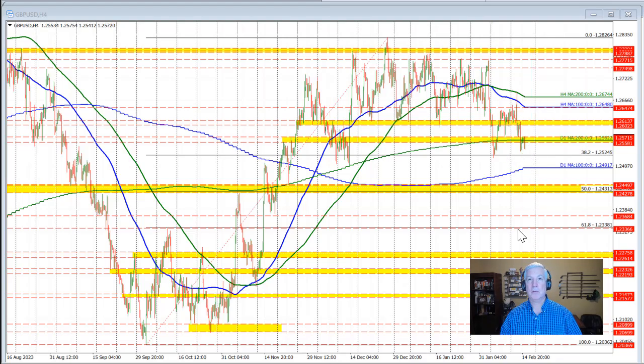We do need to get below the 38.2% retracement of the move up from our low price going back to here in early October to the high price here. If we're able to get below that level, then traders would look toward the 100-day moving average. That level comes in at 1.24917. So there you have it. A look at three of the major currency pairs.